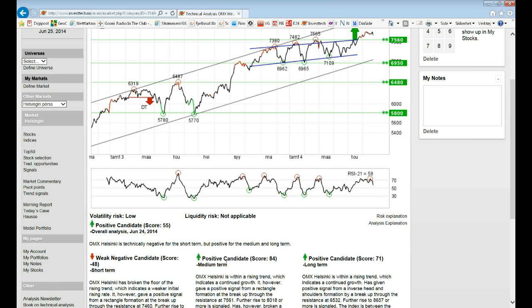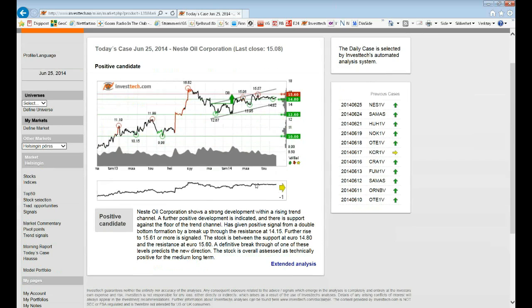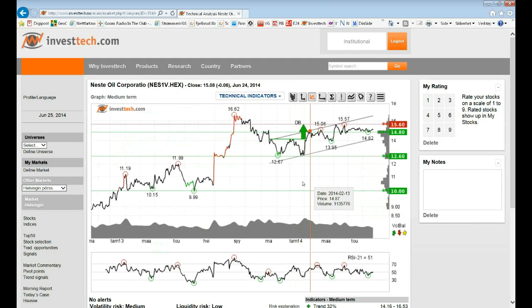What we will first do today is to look at today's case in Finland. Today's case is Neste Oil Corporation. If you scroll down, you can look at the extended analysis. Again, if you go to the medium term, you see that the stock has been in an increasing trend, and a continued rise is hence expected. Important levels here to monitor are the support level and the resistance level.